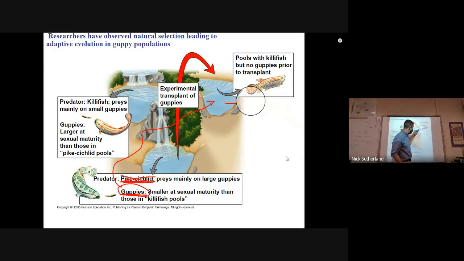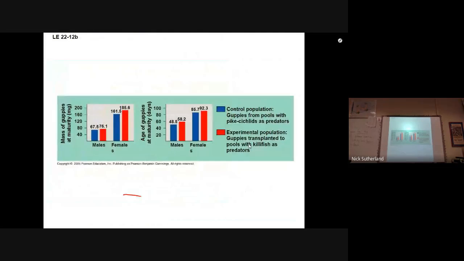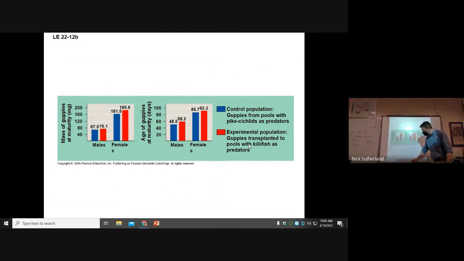They noticed that there was a distinct change in the guppies that they took out of this pool down here once they were left with a brand new predator. It turns out that the age at which they had sexual maturity did in fact change. And so the data that you see in the next slide kind of indicates that. All I really wanted you to get from this is that the selective pressure changed for that particular fish.